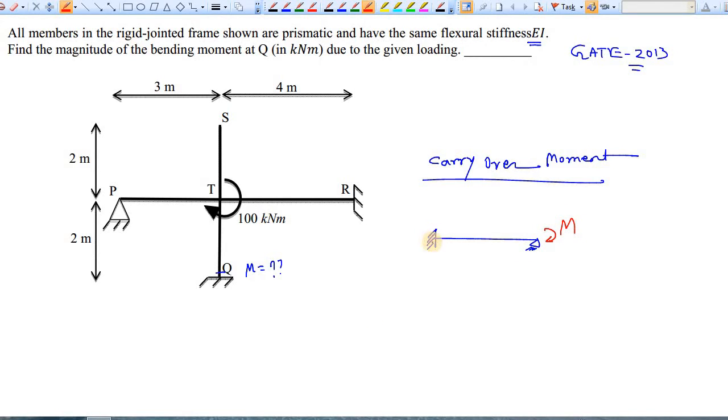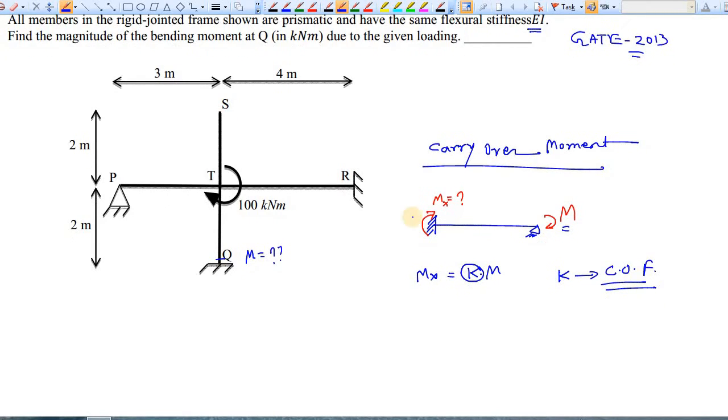Now how much moment is carried at this end? What is the moment at this end? Let's say this is Mx. Let's say the value of this Mx is equal to k times M, and here k is known as the carryover factor. Now our task is to find this k.